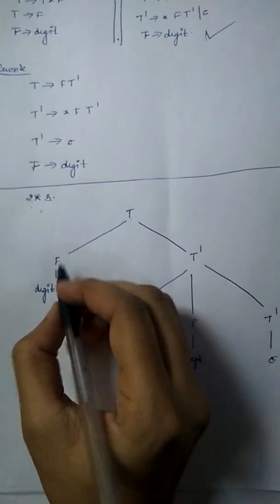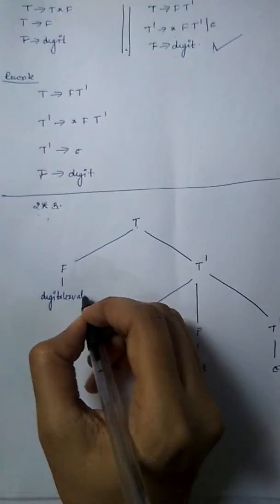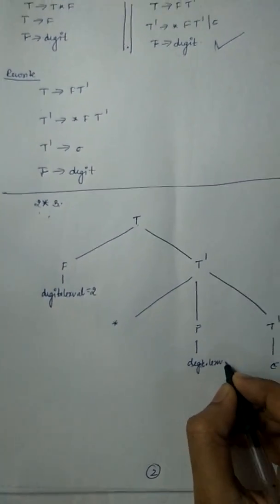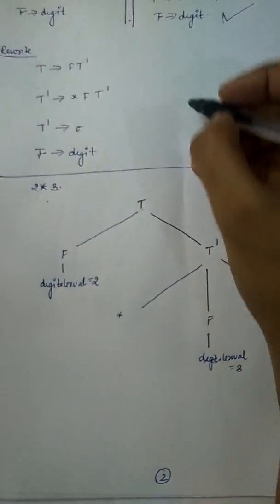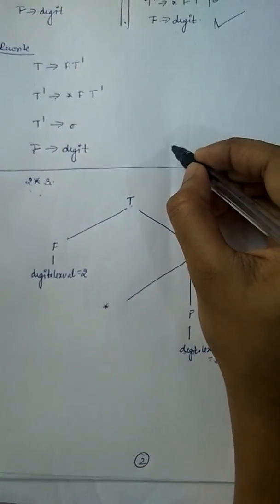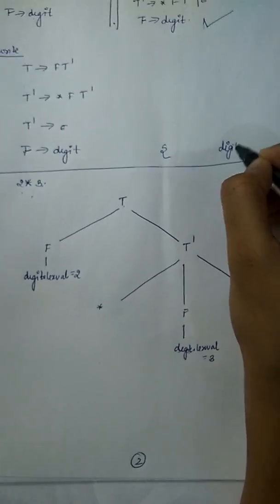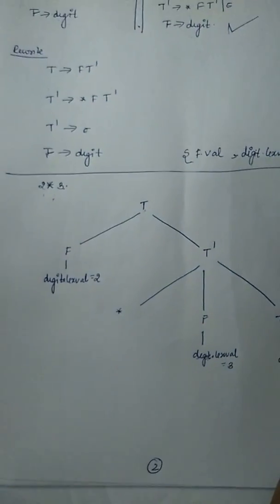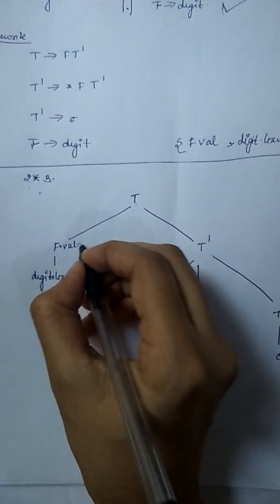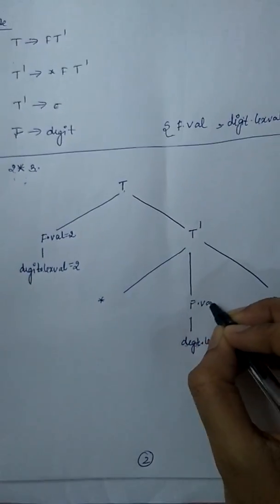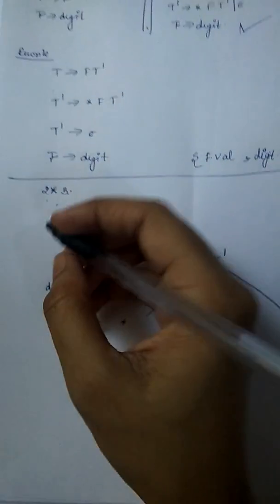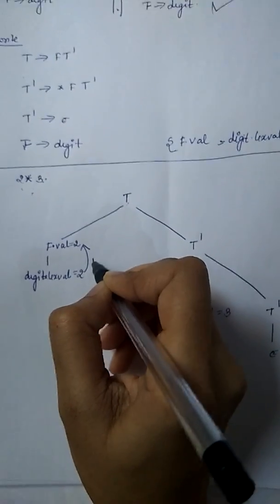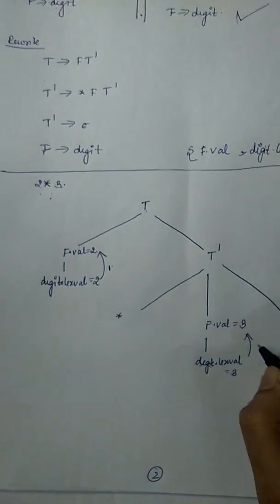Okay, so digit dot lexval. Okay, what is the value associated here? 2, and the value that is associated over here is going to be 3. Okay, so I shall write the rule that is associated here as digit dot lexval is given to F dot val, right? Okay, so F dot val gets a value 2, and here also F dot val gets a value 3. Clear? Okay, so this is the first assignment. Here we have done the second assignment.